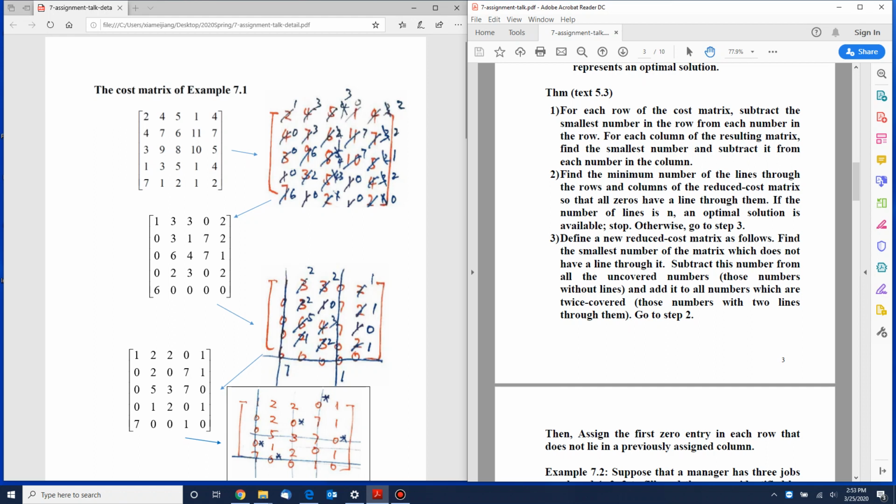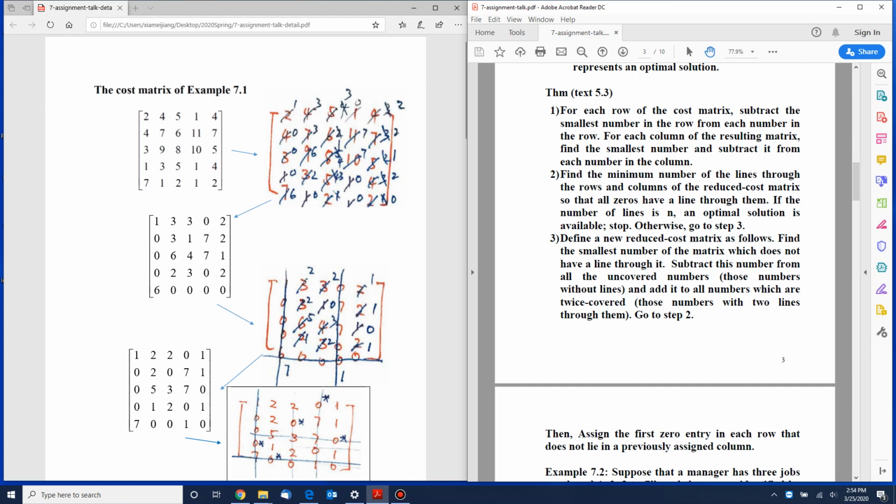In step 3, we define a new reduced cost matrix as follows. We find the smallest number of the matrix which does not have a line through it. Subtract this smallest number from all the uncovered numbers and add it to all the numbers which are twice covered. Then go to step 2 again.